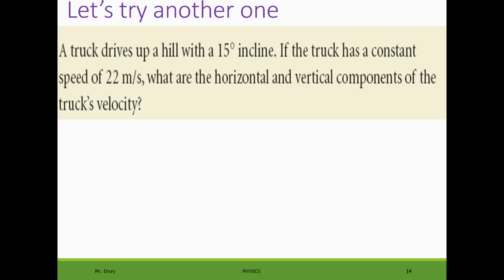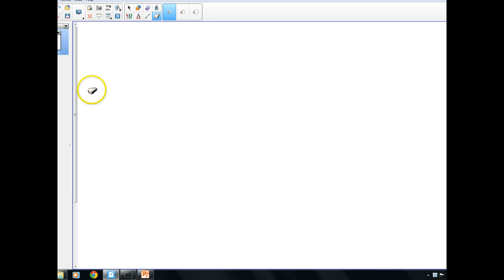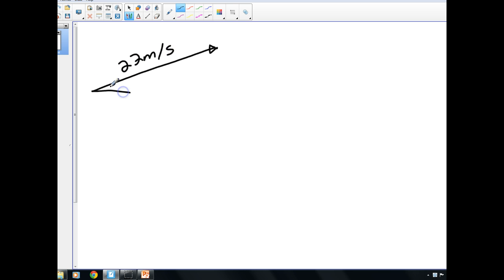A truck drives up a hill at a 15-degree incline. If the truck has a constant speed of 22 meters per second, what are the horizontal and vertical components of the truck's velocity? All right, so we have the situation where we have a velocity that's 22 meters per second at an angle of 15 degrees. And what we're trying to do is find this opposite side component and this adjacent side component. Okay? So let's do the opposite side first.